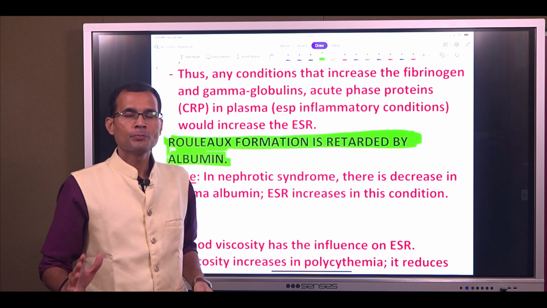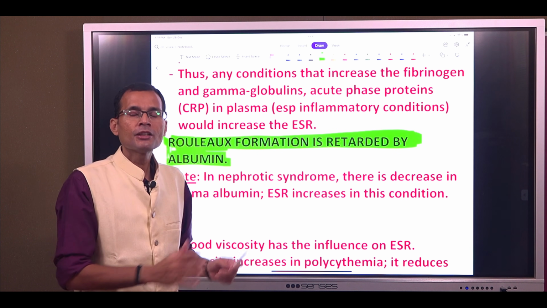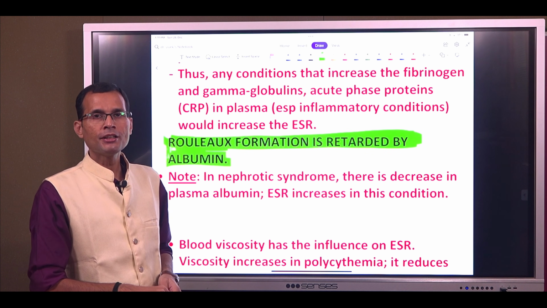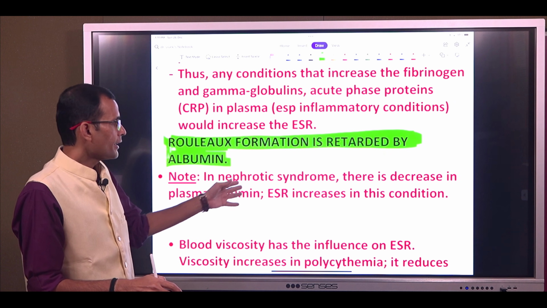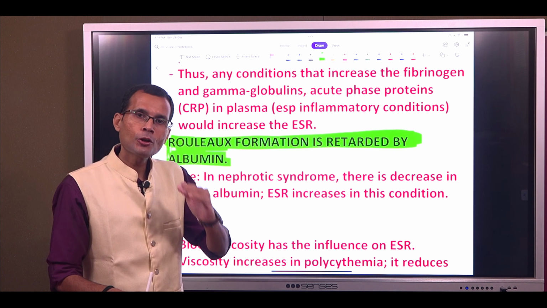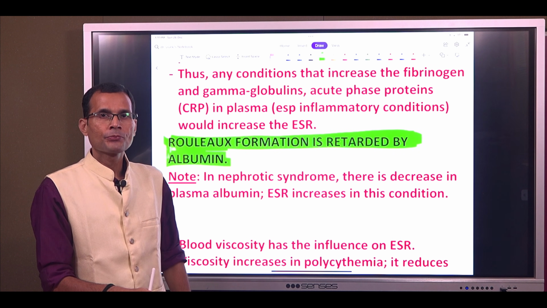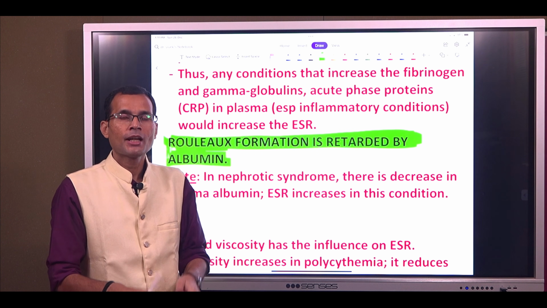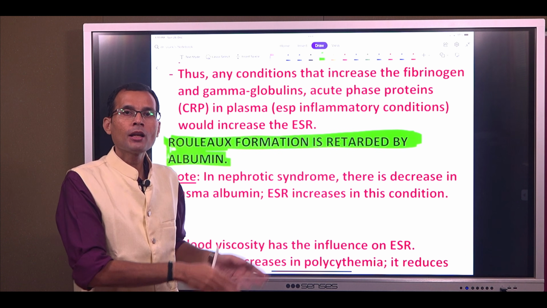Nephrotic syndrome. Now, this is a renal disorder, a condition related to the kidneys. What happens in the condition is that the plasma albumin is lost into the urine, and therefore the plasma albumin decreases, and therefore the ESR will increase.